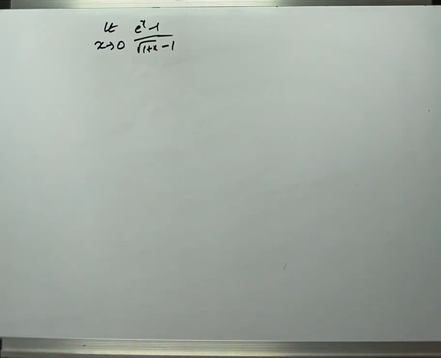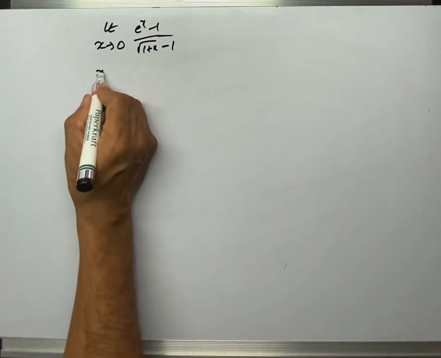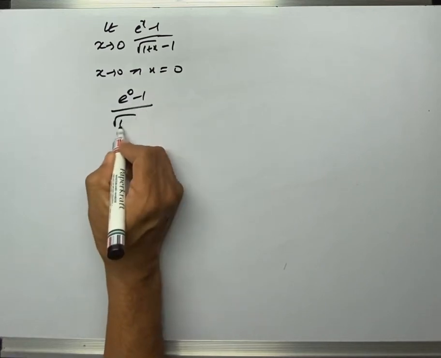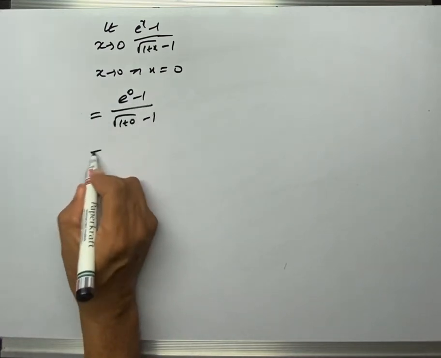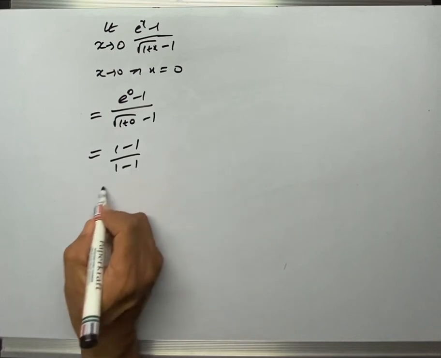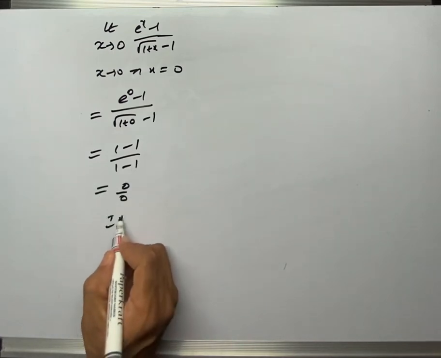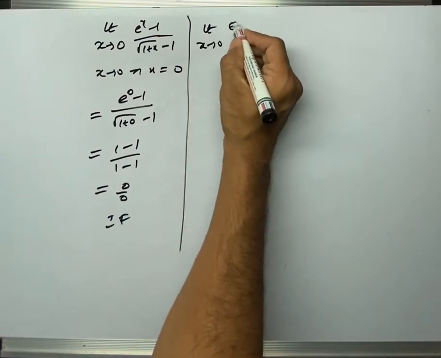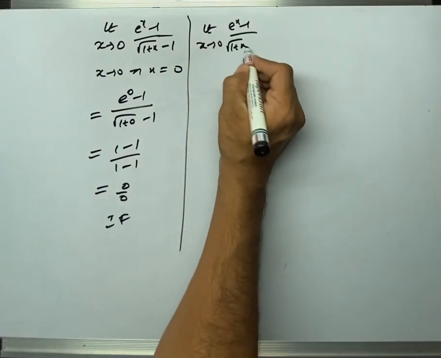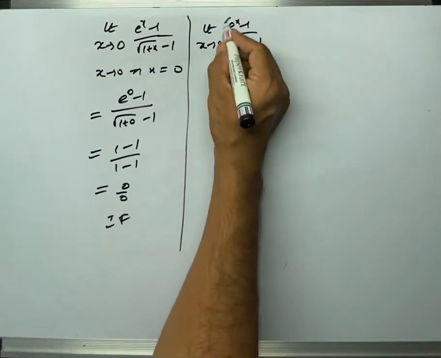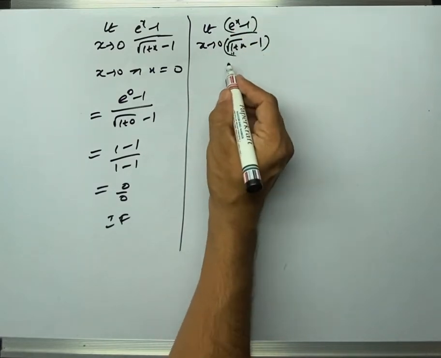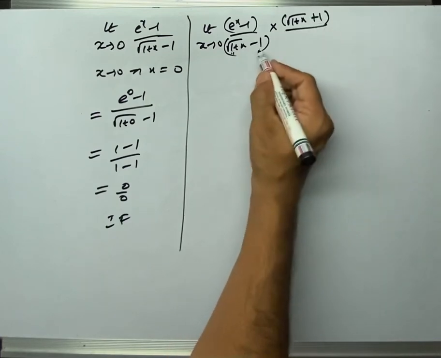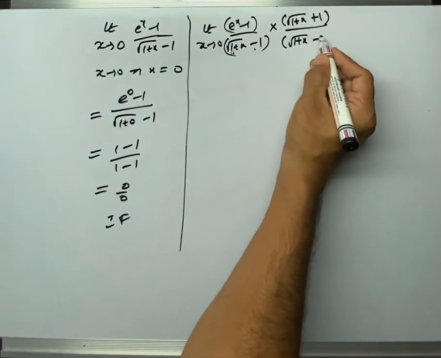This is the question. Now we'll write x tends to 0 implies x is equal to 0. e power 0 minus 1 by root 1 plus 0 minus 1, 1 minus 1 by 1 minus 1, 0 by 0, indeterminate form. Once we got indeterminate form, we'll write this question once again here: e power x minus 1 by root 1 plus x minus 1. Then what we have to do? If we find a root, we'll rationalize this. Rationalize the denominator with root 1 plus x plus 1. The middle sign, if we take the opposite plus sign, that is rationalization.